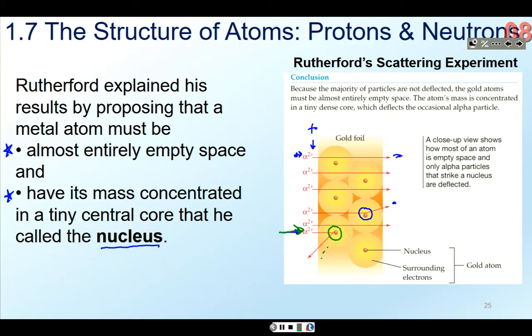And so most of the particles went straight through because it's mostly empty space. But only when they hit a nucleus are the alpha particles deflected to go some other direction. So this gave a big insight to the nature of an atom, mostly empty space and having mass concentrated in the middle. We call it a nucleus. So most of the mass is there.